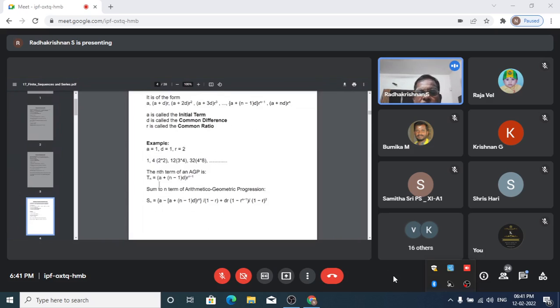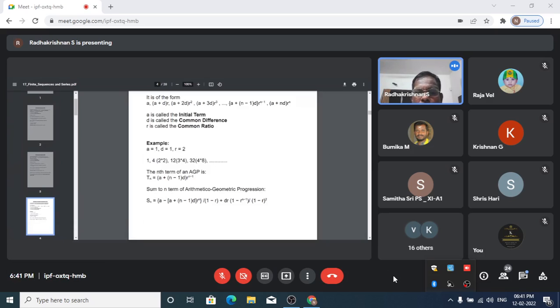For example, if we take a equal to 1, d equal to 1 and r equal to 2, the first term will be 1. For the second term there will be an addition of 1 and then multiplication by 2, so that is 2 into 2, which is 4. Next, the first 2 becomes 2 plus 1, which is 3, and the second 2 becomes 2 into 2, which is 4. So 3 into 4 is 12. It goes on like that.